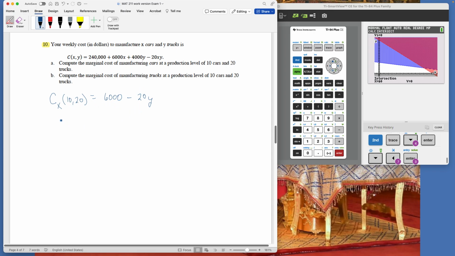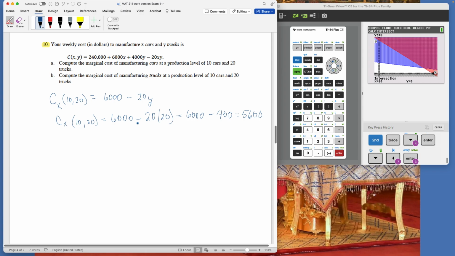We can then plug in 10 and 20. I'll do that as the next step. There's no place to put the X value, so we just get 6,000 minus 20 times 20. So it's really dependent on trucks. So there's 6,000 minus 400. 2 times 2 is 4, a couple zeros. So our answer is going to be 5,600. That's the marginal cost at this production level.